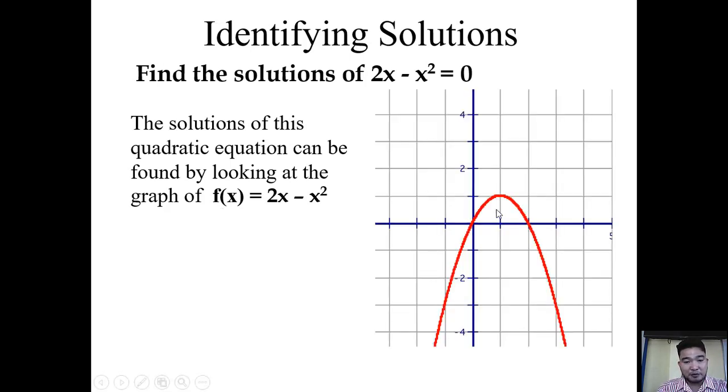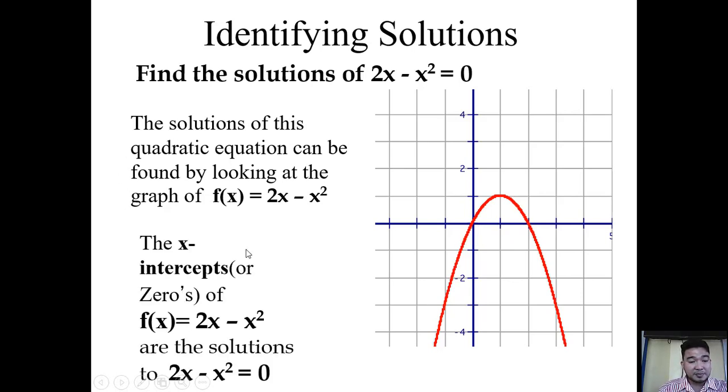So here is the graph of this quadratic equation or quadratic function. We can already observe what the x-intercepts of this quadratic function are, or what the solutions are. The solutions of f of x equals 2x minus x squared are the solutions to 2x minus x squared equals 0. So there you go, that's at (0, 0) and (2, 0). Meaning x is equal to 0 and x is also equal to 2.